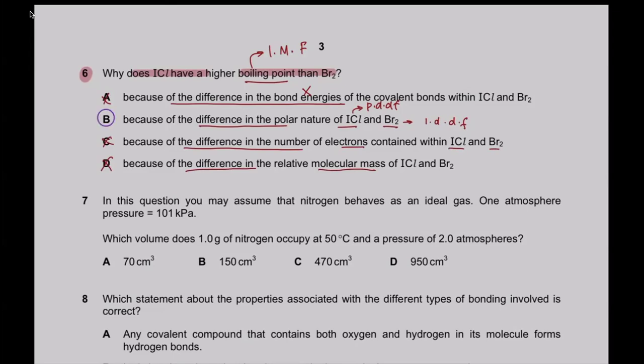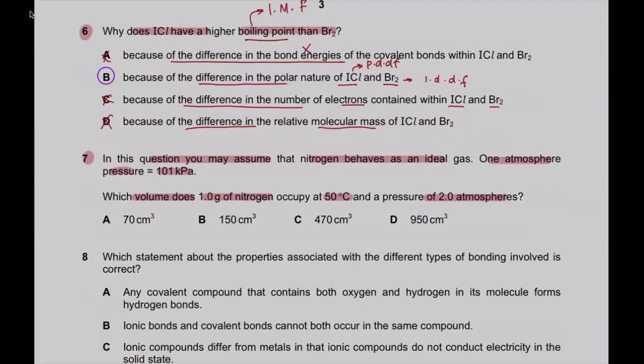Now, MCQ number 7. In the question, you may assume that nitrogen behaves as an ideal gas. 1 atmosphere pressure is 101 kilopascal. Which volume does 1 gram of nitrogen occupy at 50 degrees Celsius and a pressure of 2 atmospheres? So for that, we need to calculate the volume. So we are going to use the expression PV equals nRT. So volume is equal to nRT over P.